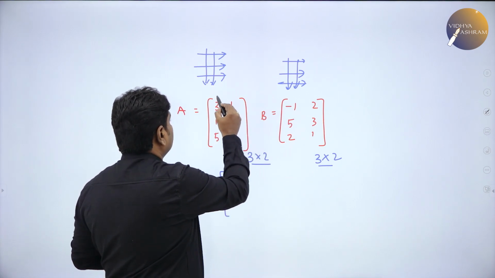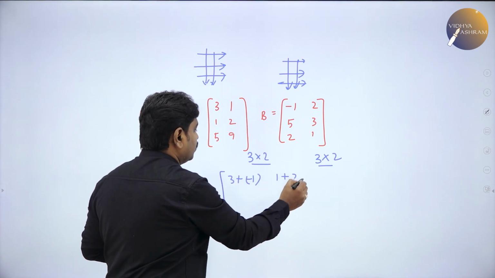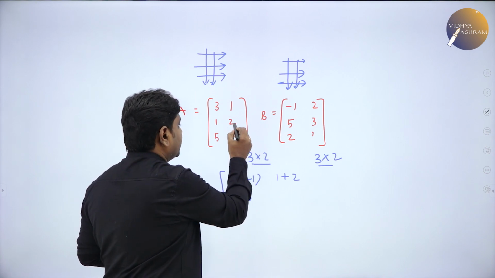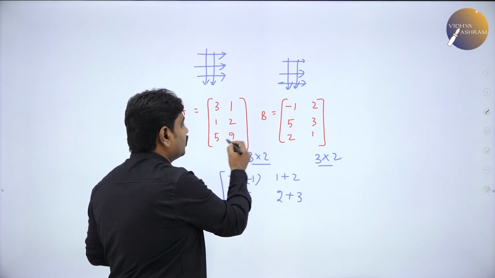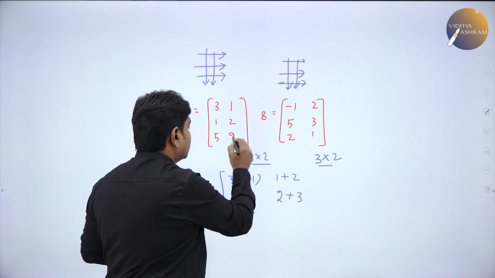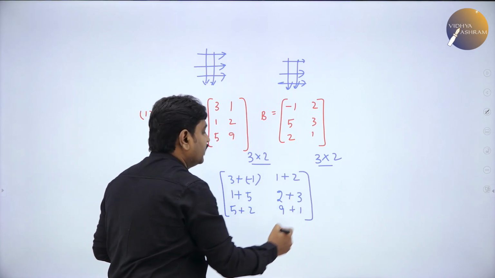3 plus minus 1, 1 plus 2, then 1 plus 5. So second row second element is 2. Here second row second element is 3. Add it. Then third row first element 5 plus third row 2. And third row second element 9. Here third row second element 1. Corresponding elements you should add.